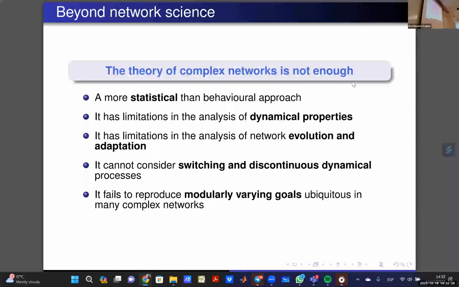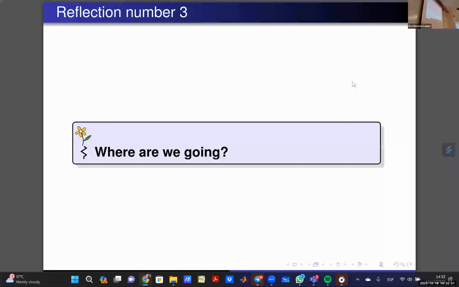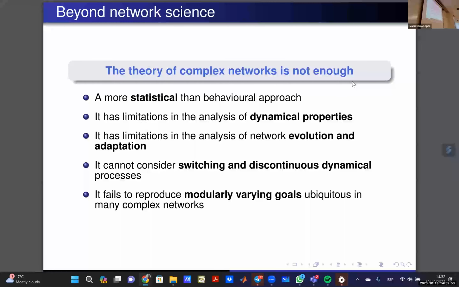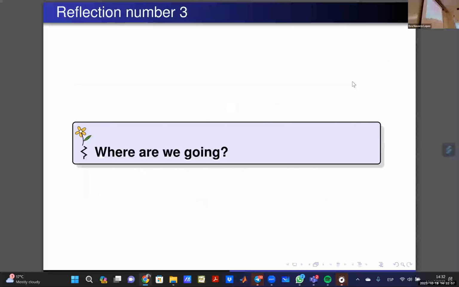So these models fail to reproduce varying goals. I am a person that comes from control. So for me, control goals are very important in dynamical systems. You have to have some goal of behavior, and there is feedback in these systems. Okay, so these are the limitations of complex networks and all this theory.